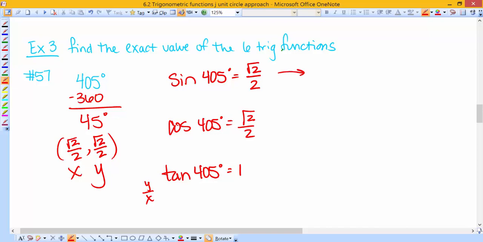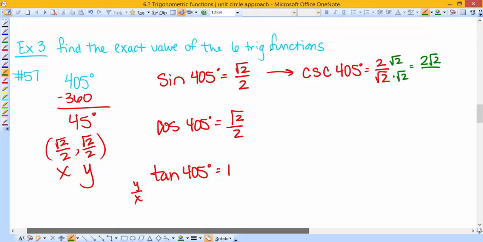What goes with sine? Look real quick. See if you can remember what goes with sine. All right, so it's cosecant of 405 degrees is going to be 2 over root 2. Hopefully you recognize that you can't have that root in the denominator. So this is 2 root 2 over, the square root of 2 times the square root of 2 is 2. 2's cancel, and you're left with root 2. Now this is going to be nice.